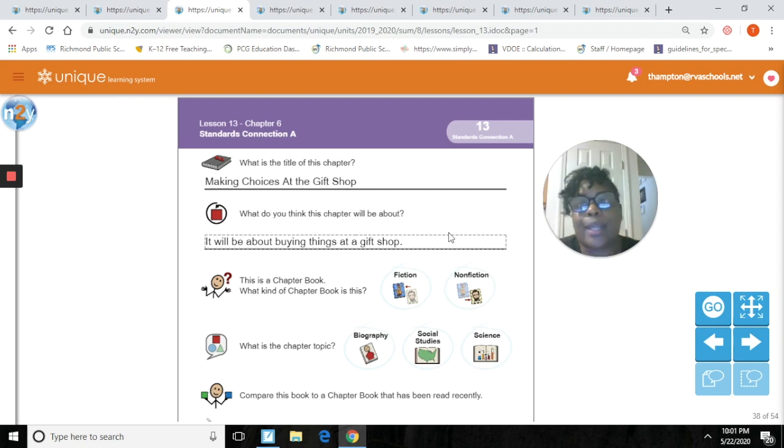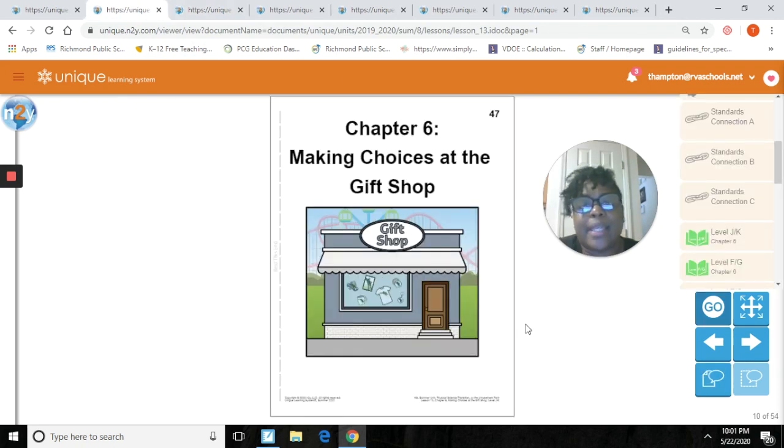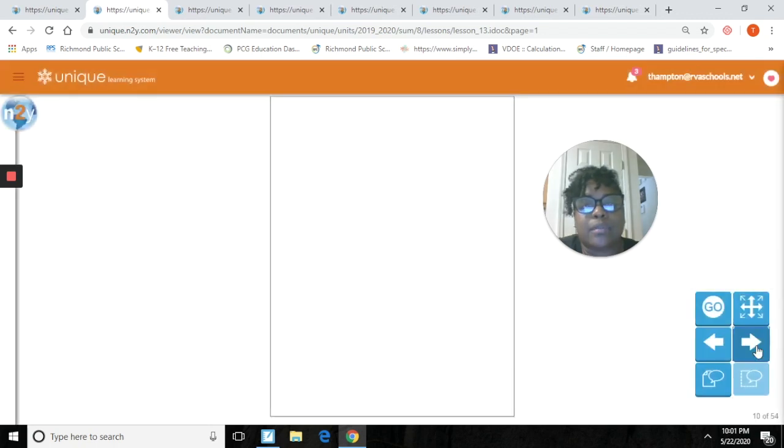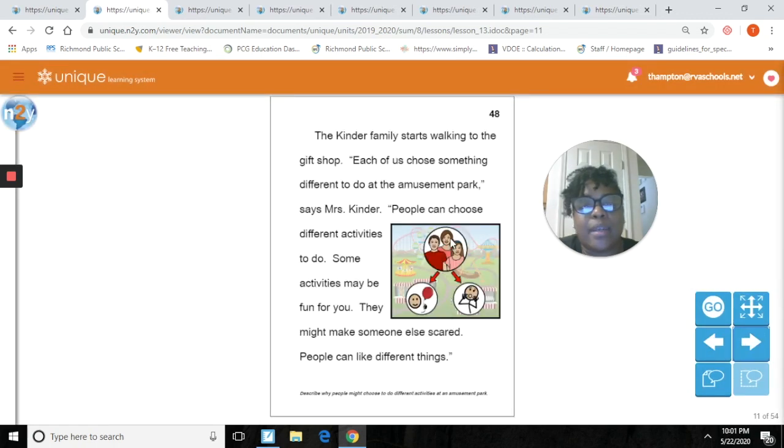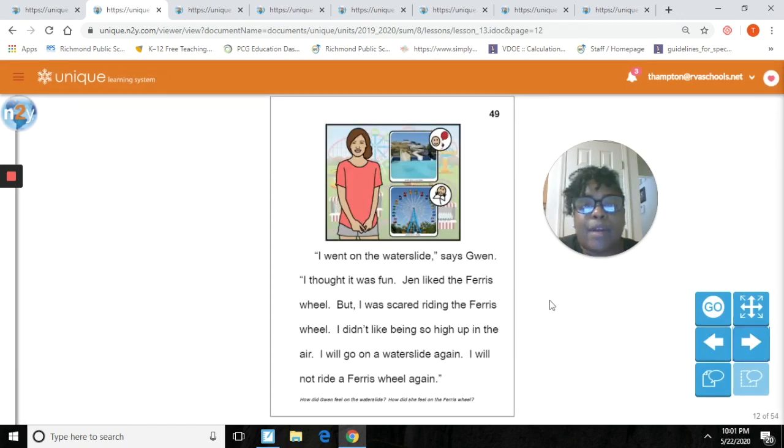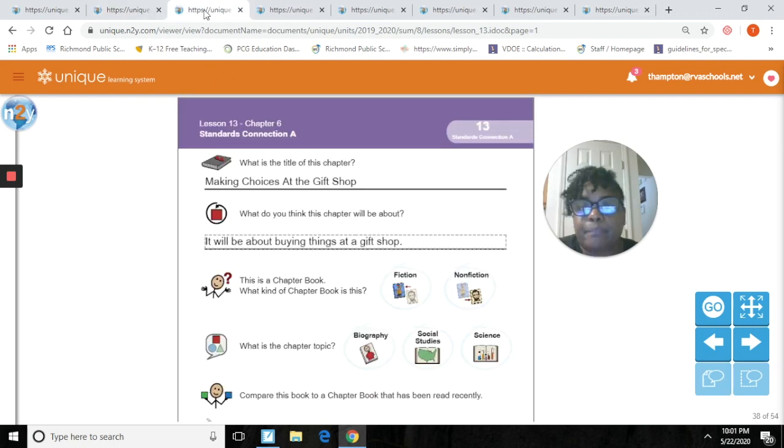So let's take a look at our book, okay? And let's just walk through the pages. Now we see here that we have illustrations. Fiction books have illustrations in them, okay? All right, and we see another illustration. So this must be a what kind of book? A fiction book, okay?